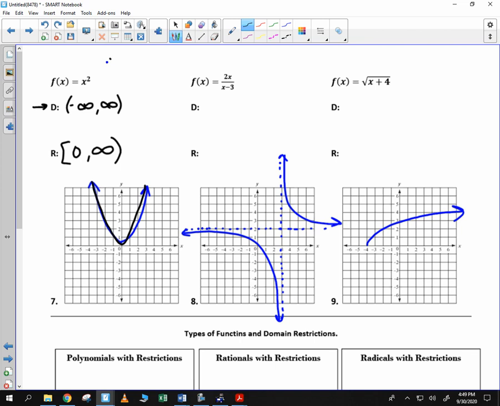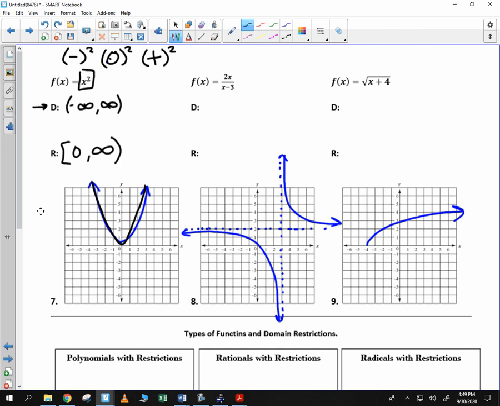So without looking at the graph, I want you to look at x squared and think about what you can plug in. For example, can you square negative numbers? The answer is yes. Can you square 0? The answer is yes. Can you square positive numbers? Yes. In fact, you can square anything. You come out with a result. So therefore, you have all available numbers to plug in for x.